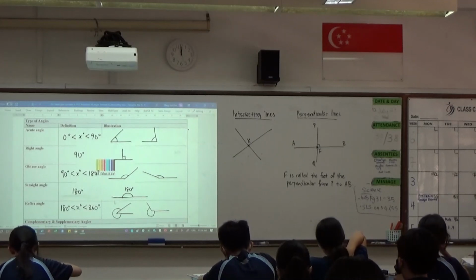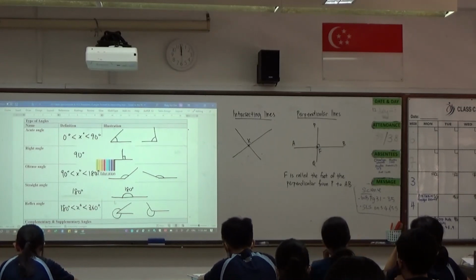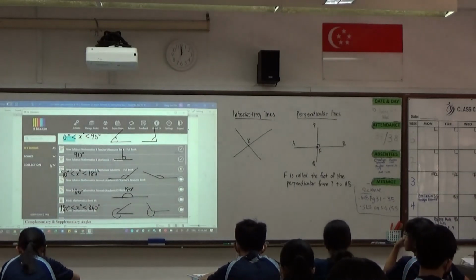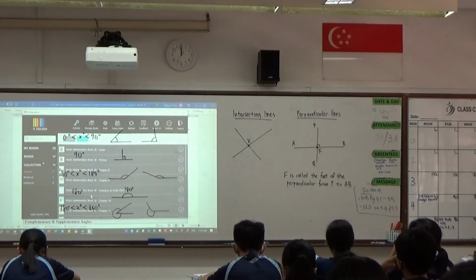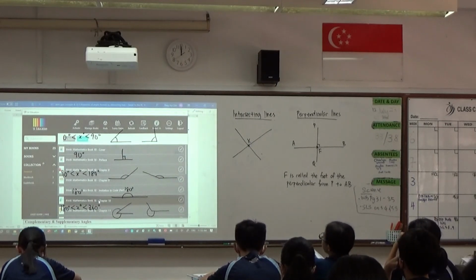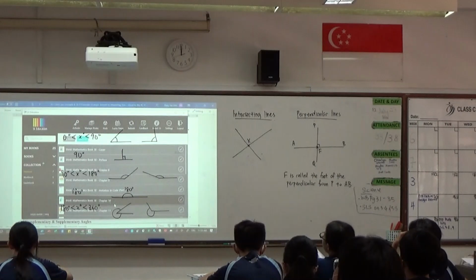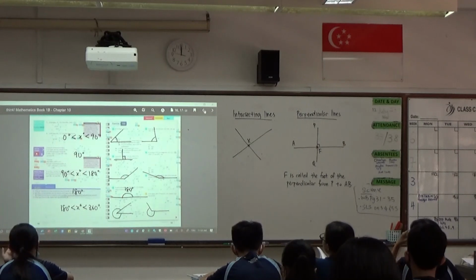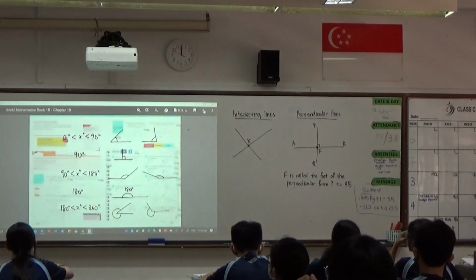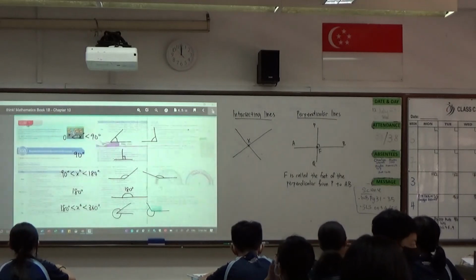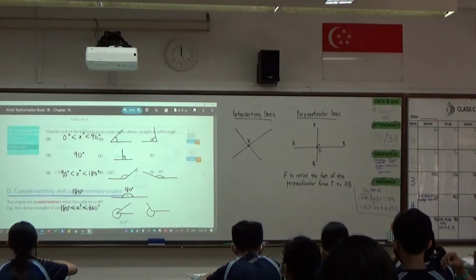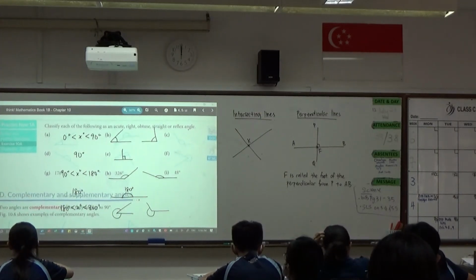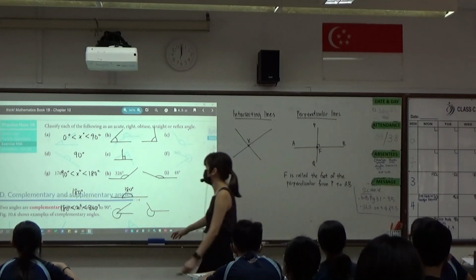Right. I want us to turn to our textbook, page 79. Let me just load my e-copy of the textbook. Turn to your textbook, page 79, please. Let's very quickly take a look at Practice Now 1A. I want you to tell me the names of all these angles.